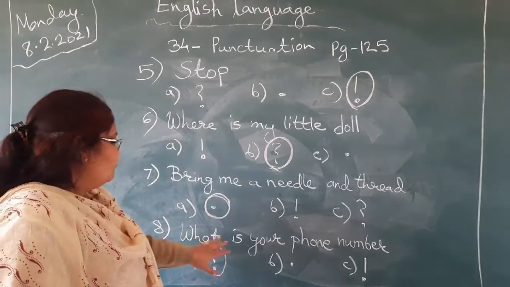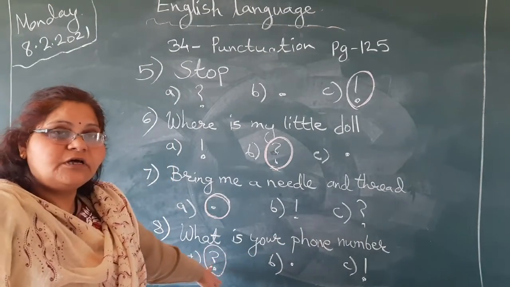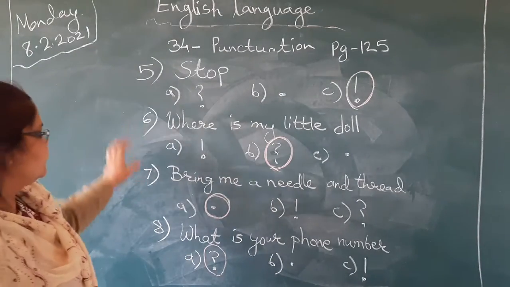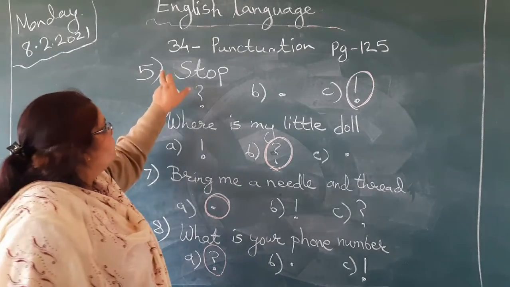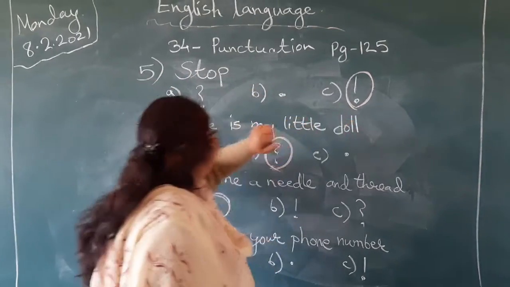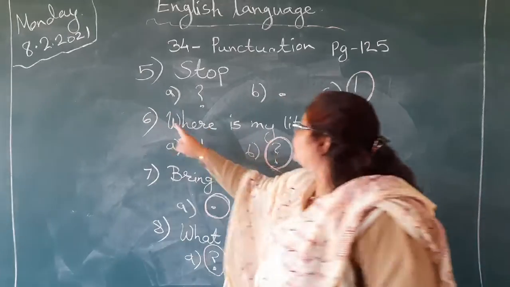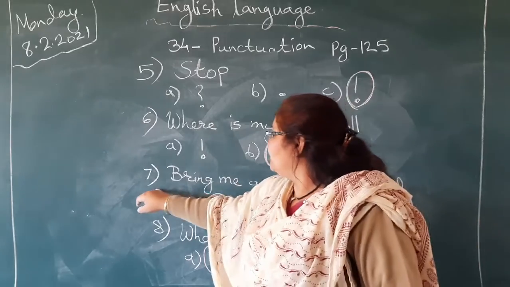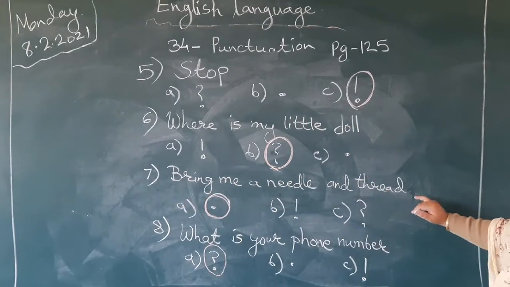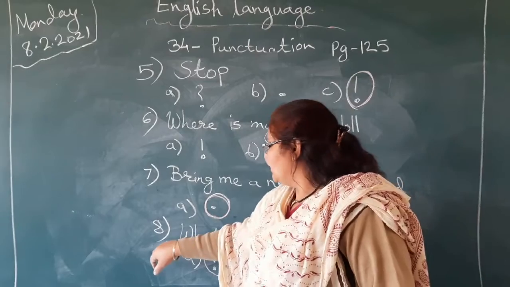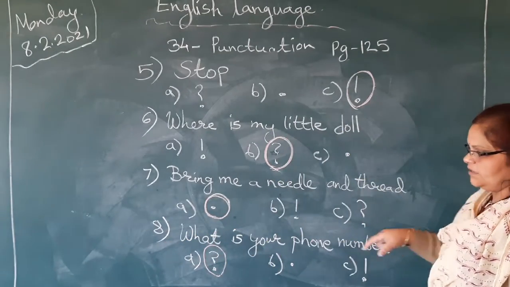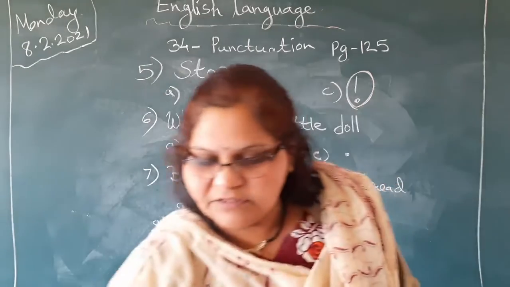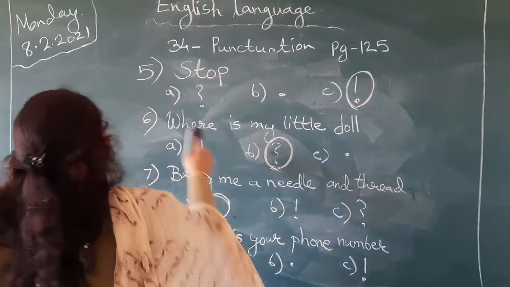So, see, what is your phone number? What are you going to put the punctuation mark? That is question mark. See the sentence again from 5 to 8. 5 number, exclamation mark. 6. Where is my little doll? Question mark. 7. Bring me a needle and thread. Put a full stop at the end. 8. What is your phone number? What you are going to put, that is question mark. So continuing with new sentence, that is number 9.